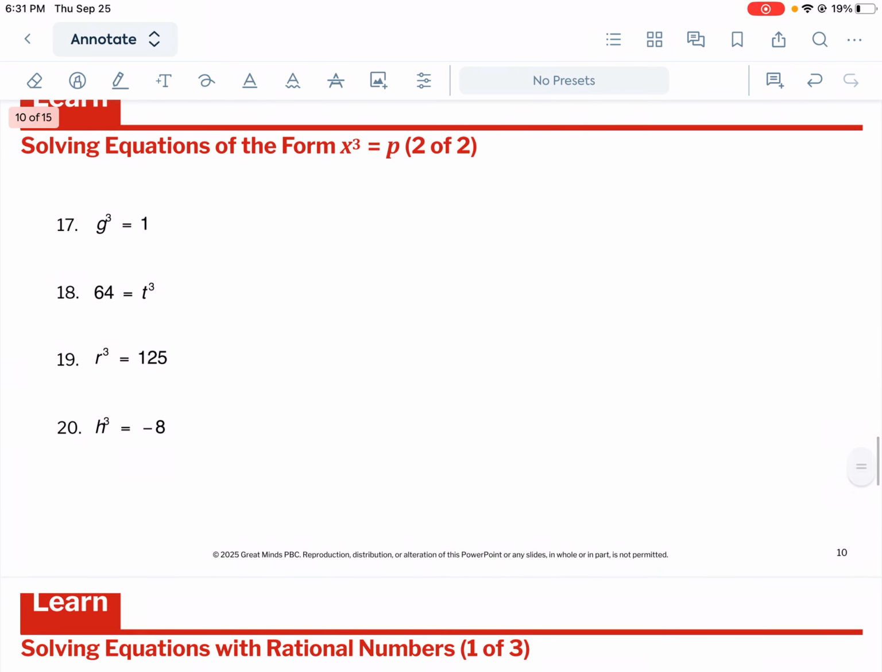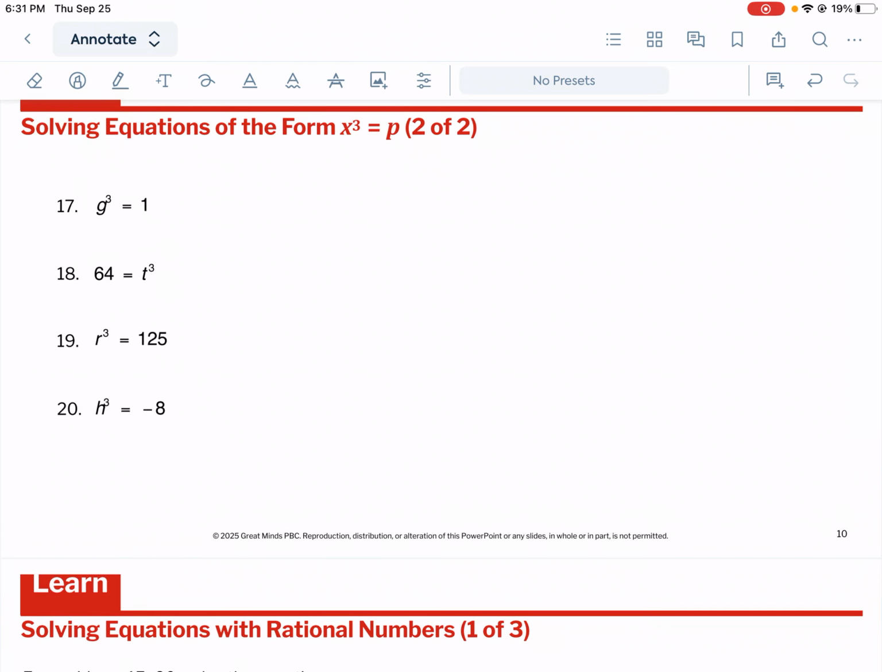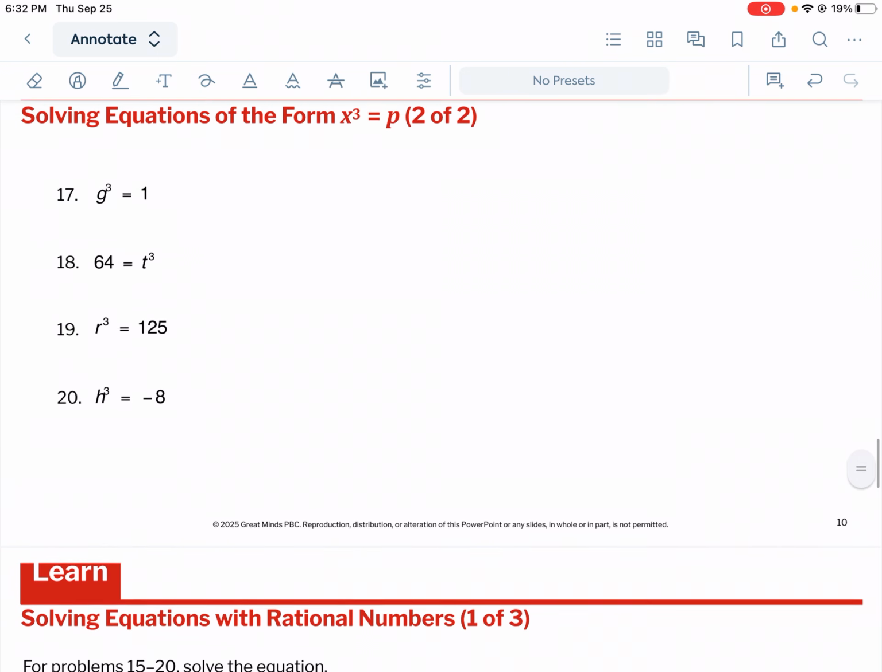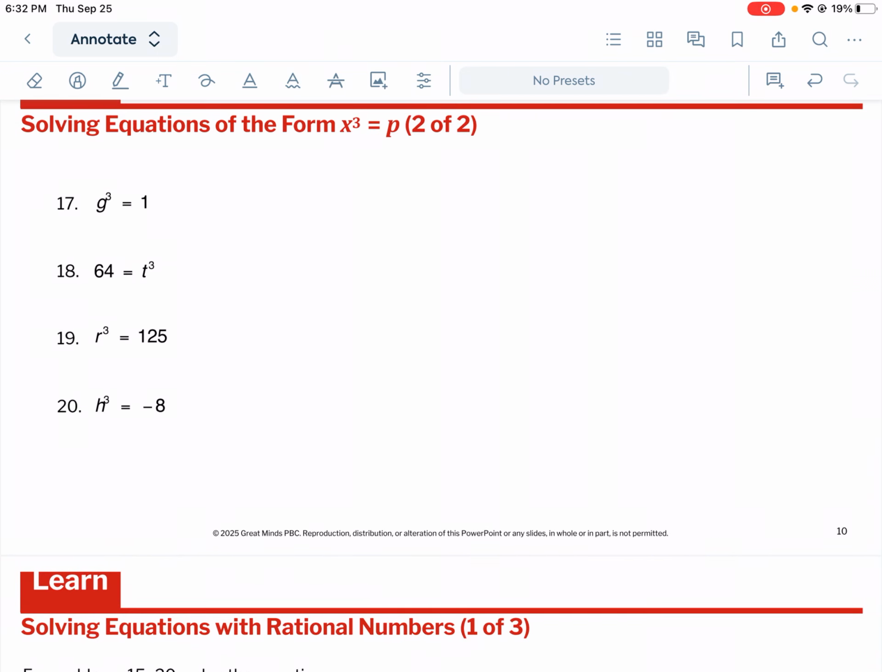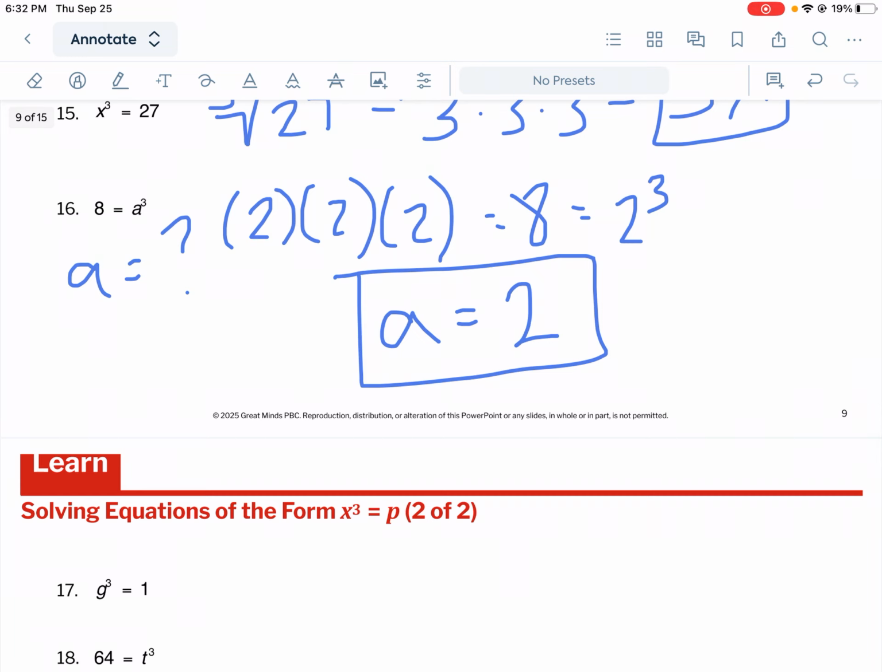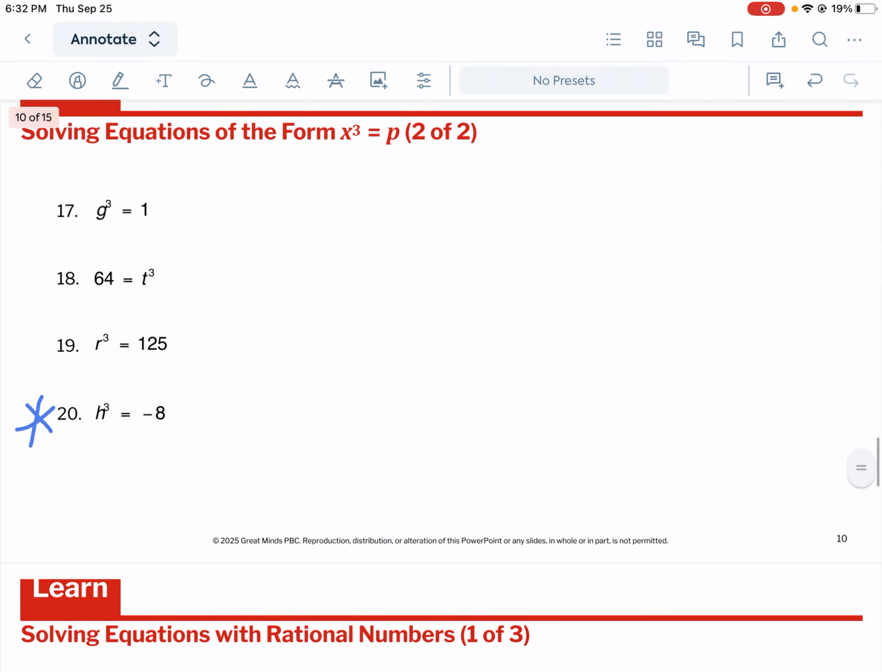I'm going to leave you to do some of these on your own. I will do number 20 for you, though. Put a star by number 20. Number 20 gives us h cubed equals -8. And we need to figure out what number multiplied to itself a total number of 3 times will give us -8. I know from number 16, which is what we just did, 2 cubed will give me +8.